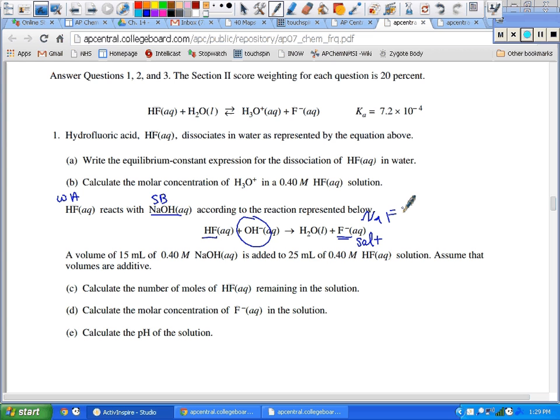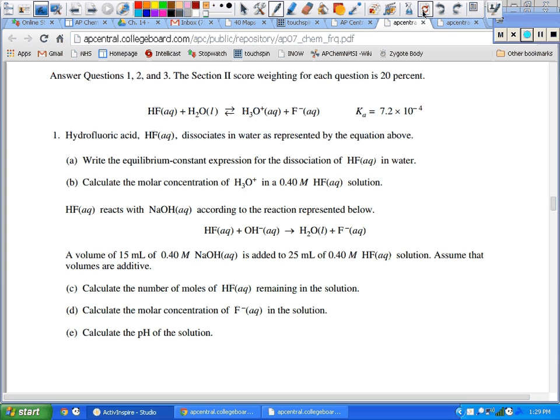Okay, a volume of 15 milliliters of a 0.4 molar NaOH solution is added to 25 milliliters of a 0.4 hydrofluoric acid solution. Assume that volumes are additive. What does that mean? They can change. That means you're going to have to add them together in this case. No, because you've already got all 4. You're not solving for 1. Okay? All right.